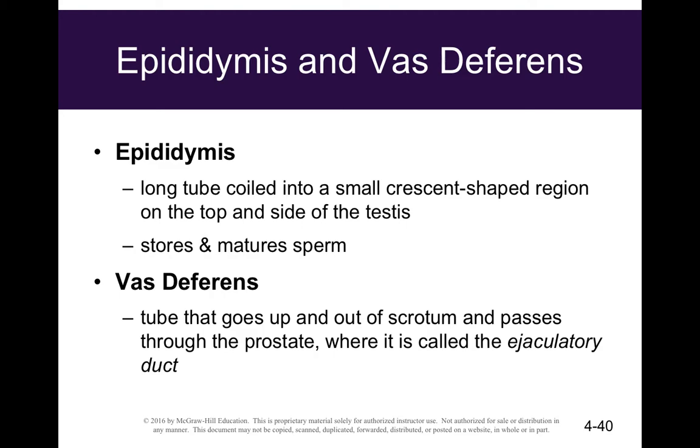The vas deferens is the tube that goes up and out of the scrotum, and it passes through the prostate where it is called the ejaculatory duct. Now, what's important to know is that when we talk about getting a vasectomy, where does that word come from? Yeah, it's because we've snipped the vas deferens in a vasectomy.